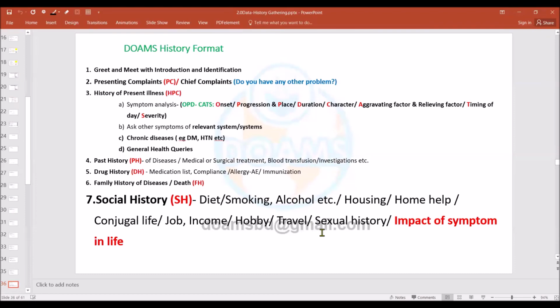Yes, doctor. You just keep your hand disconnected. No problem, doctor. Can you ask other things? Please ask other things, diet and others.